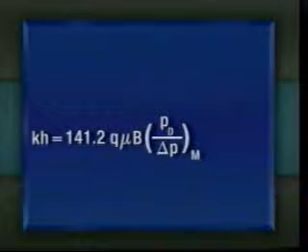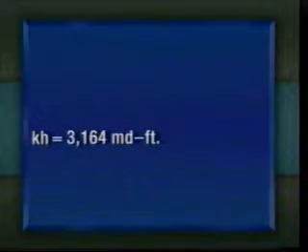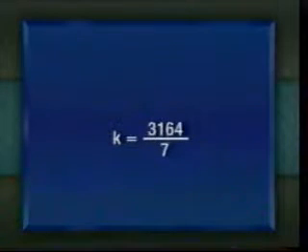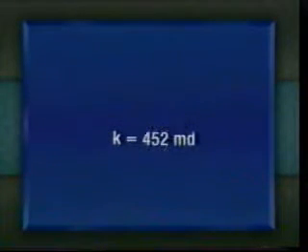Using values determined from our type curve match, we are able to determine a value for the total system KH. From the curve match for a delta P of 10, we obtain a P sub D match point of 0.6. Incorporating this value into our equation for KH, we obtain a value of 3,164 millidarcy feet, or for a formation thickness of 7 feet, a permeability of 452 millidarcies.